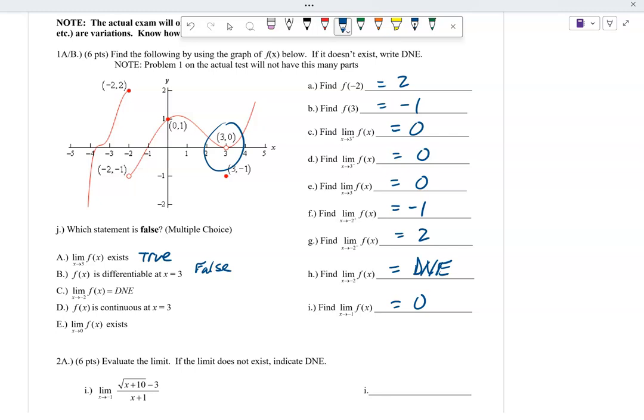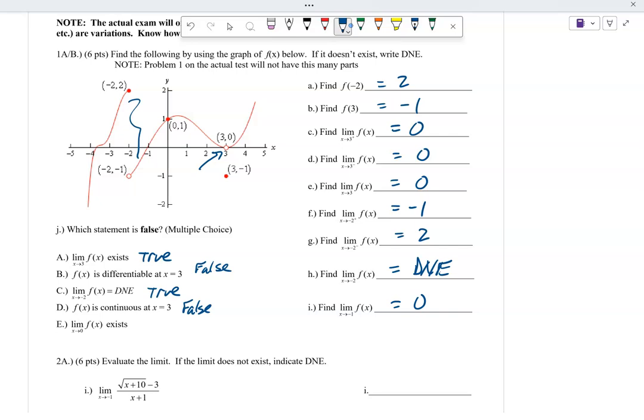Part C, limit as x approaches -2 does not exist. Notice we have that gap there, right? So the left-hand and right-hand limits do not agree. So that is a true statement. The limit does not exist as x approaches -2. F of x is continuous at x equaling 3. It's not continuous because I have a hole there. So that is false, right?